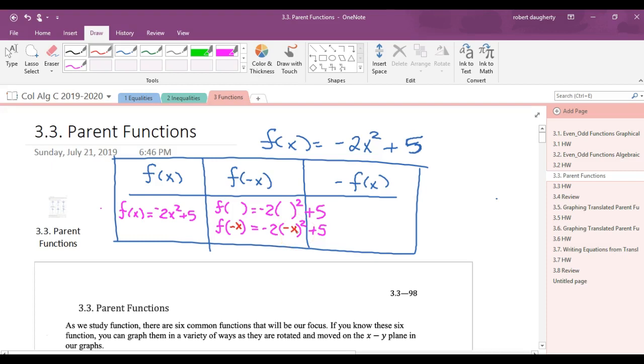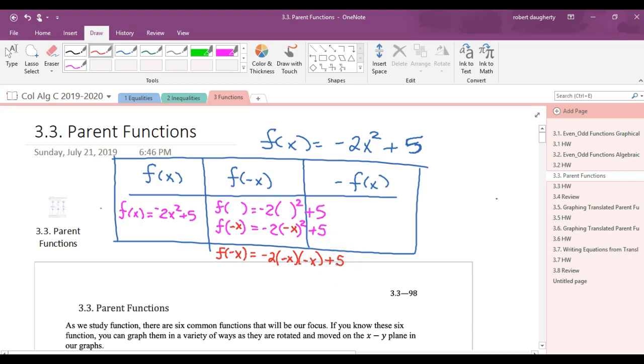And then what do I have to do with this? Am I done? No, I've got to see if it simplifies. I'm trying to see, does it equal this or the opposite of that? So I've got to work on this right here. This tells me that f of negative x is negative 2 times negative x squared. How do you square a number? You multiply it by itself. So this is negative x times negative x, plus 5.